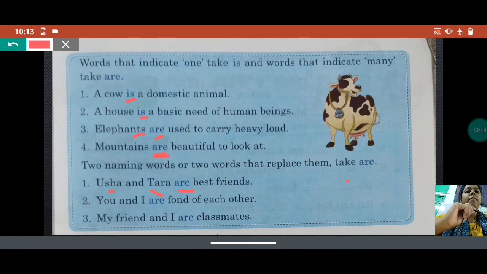You and I are fond of each other. Now you means we are talking about another person, and I means I am also included in it. So there is more than one person, so we will use are. Number 3. My friend and I are classmates. Now here my friend is also included in that group, as well as I am also included. So there is more than one person, that means plural nouns. So for plural nouns we use are. My friend and I are classmates.